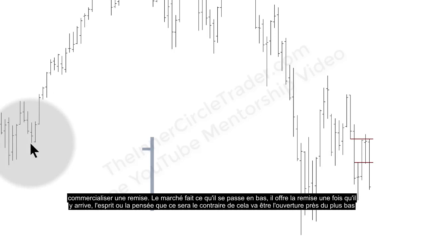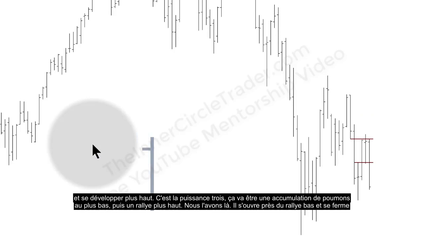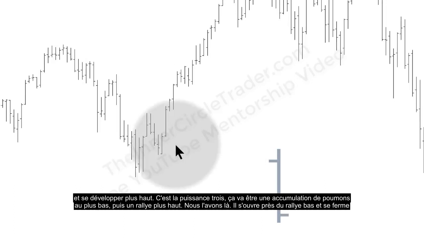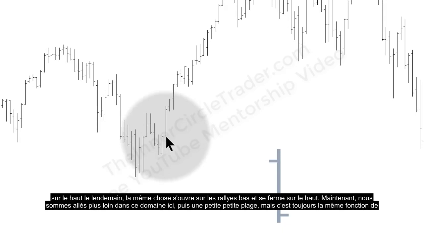Once it gets there, our mind, or we're thinking, it's going to be the opposite of this. It's going to be the open near the low and expand higher. That's power 3. It's going to be accumulation of longs at the low and then rally higher. We have it right there. It opens near the low, rallies, and closes on the high. The next day, same thing. Opens on the low, rallies, and closes on the high.